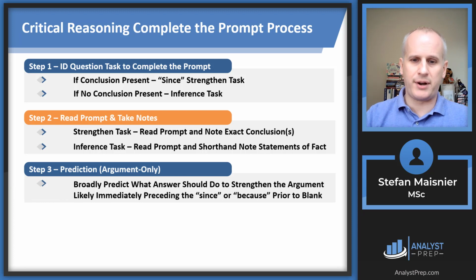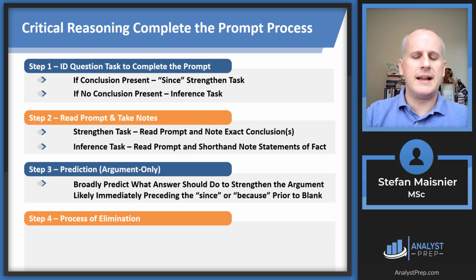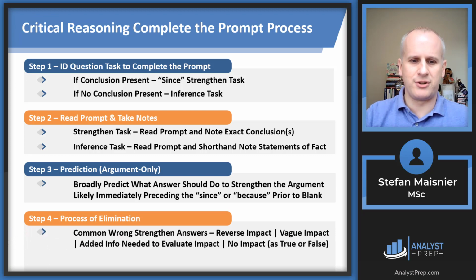But you'll broadly predict what the answer should do to strengthen the argument, and that argument is likely immediately before the since or because that leads into the blank. So if you've got a strengthen task, you're following the same process as for a standard strengthen task problem, just it's a complete the prompt strengthen instead of a standard which of the following strengthens. And then, of course, go to process of elimination.